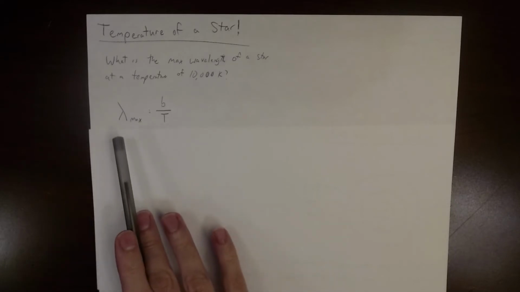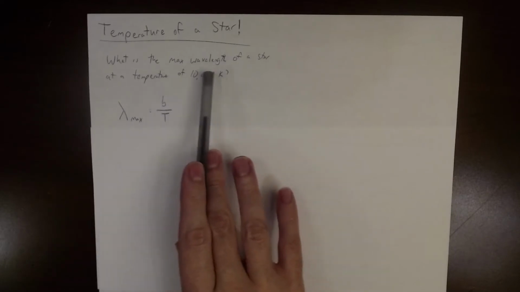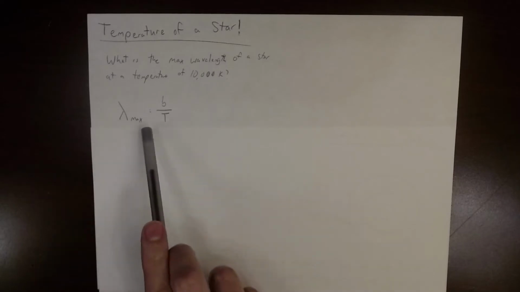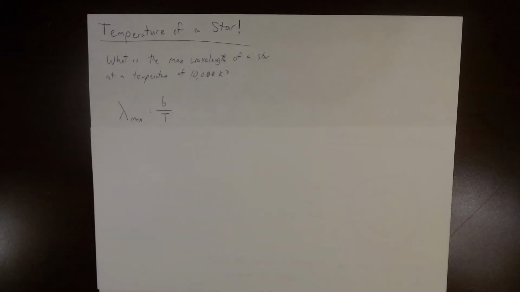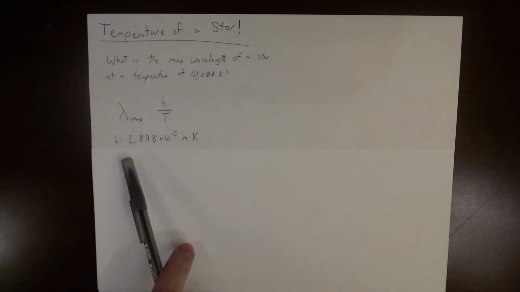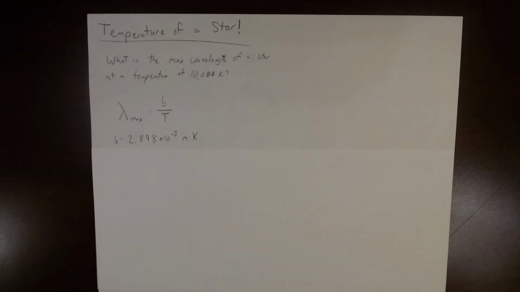Lambda max, lambda is for wavelength, maximum wavelength, is equal to B over T. Well, T is temperature. What's B? B is a constant, which I will give you on the test. All these constants I'll give you, and all the equations as well. You just need to know what to plug in where. So B is equal to 2.898 times 10 to the minus 3 meters kelvins. Meters times kelvins.